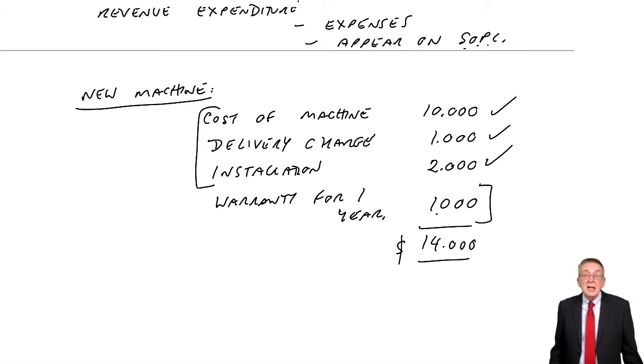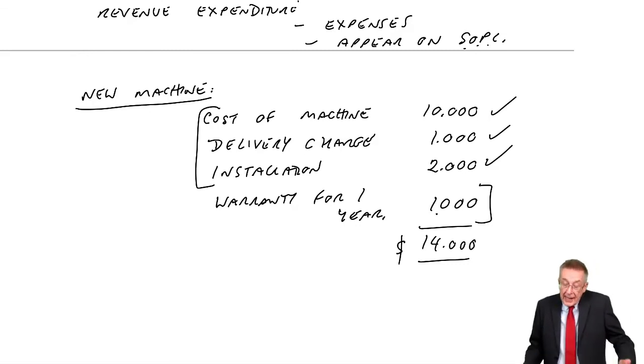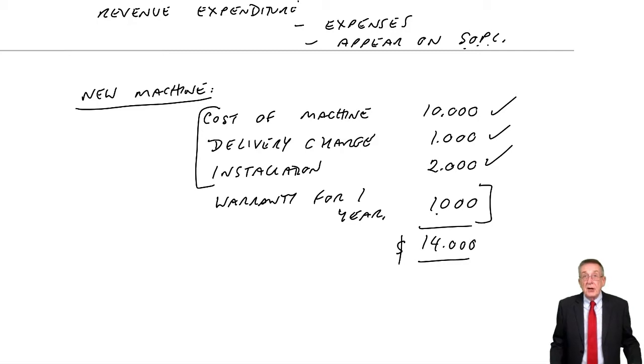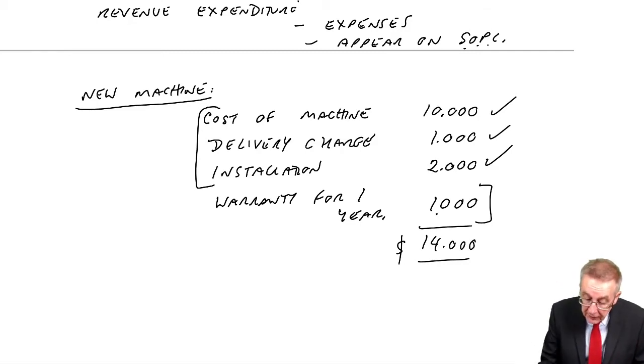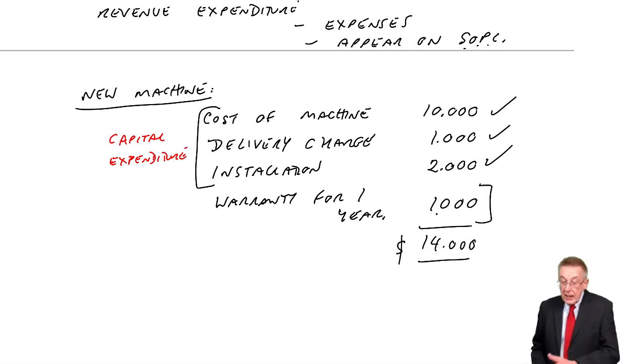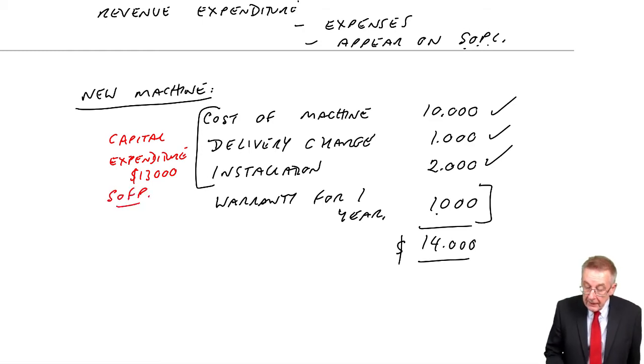And similarly, the warranty. This is something I'll pay every year. It wasn't necessary to get the machine actually working. It's like paying repairs. It's a running cost. It's a revenue expense. And so the first three have been the capital expenditure. A total there of what, 13,000? And that would appear on the statement of financial position.